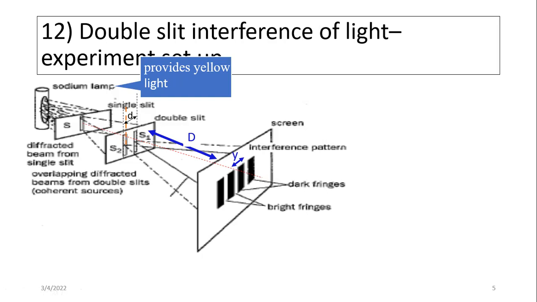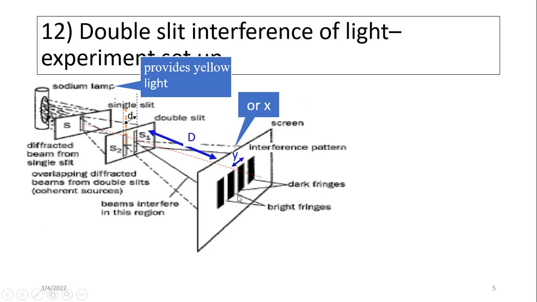Okay, that's what I mean by overlapping. The wave from S2 and the wave from S1 overlap or interfere in this region. So that's the region of interference. The distance from the center of one bright fringe to the center of another bright fringe is called your Y or X, doesn't matter. X means it is horizontal, Y means it's vertical.